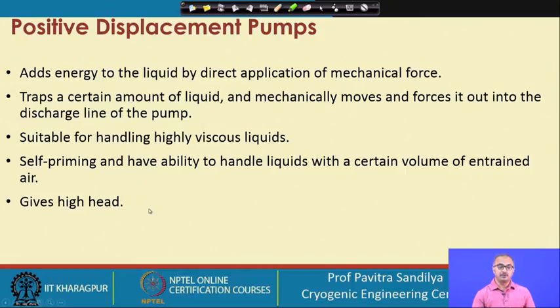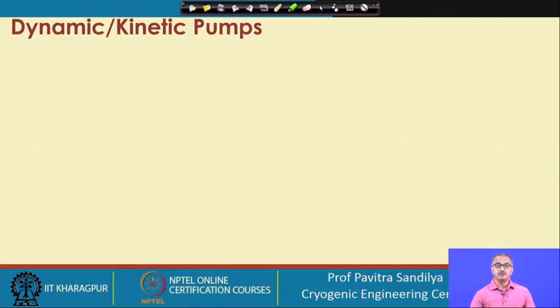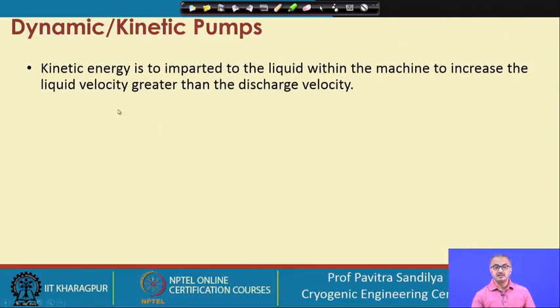And this kind of pump gives very high head and low discharge. And then we have the dynamic or kinetic pumps. As the name suggests, kinetic means we are imparting some kind of kinetic energy, which comes in terms of velocity. So in this, kinetic energy is imparted to the liquid within the machine, and by doing so we are increasing the liquid velocity to more than the discharge velocity.